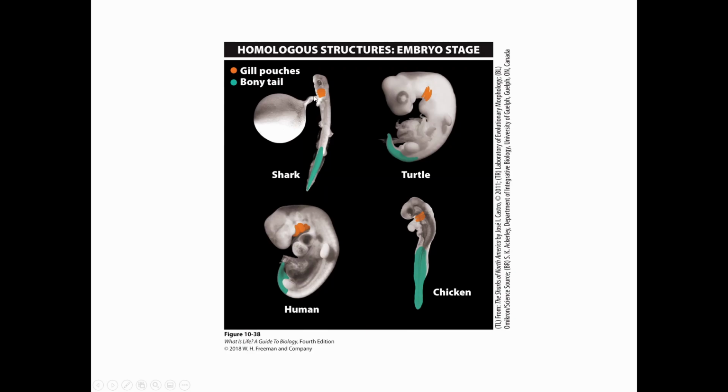So in orange are the gill pouches. So here's in the shark, the turtle, the human, and the chicken. And then the bony tails in green here, in the shark and the turtle, the human, and the chicken. So we see that at some point in all of these organisms' lives, they had both of these structures. Now, they do become different things in organisms later. So like in the shark, the gill pouches do give rise to the actual gills. In humans, it becomes parts of our inner ear and our throat.